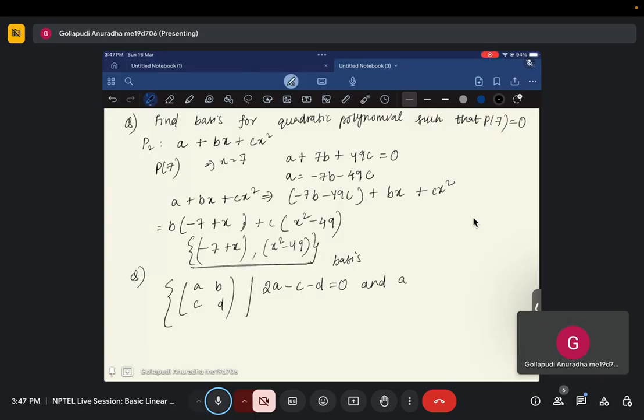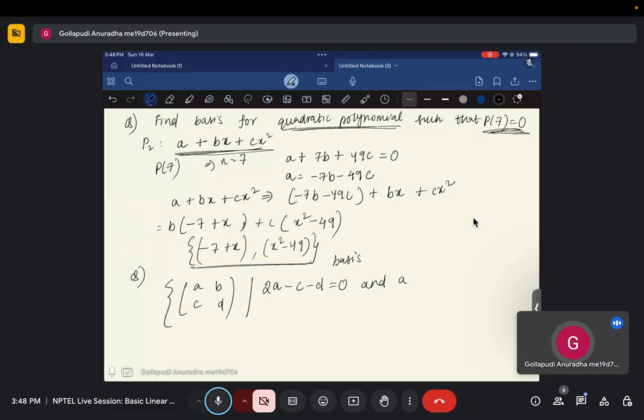Repeat the previous question. Okay. So first of all, you are given a quadratic polynomial such that p of 7 is equal to 0. So that is the condition given. So quadratic polynomial means you'll be getting this. Okay. So I am giving that p of 7 is equal to 0.